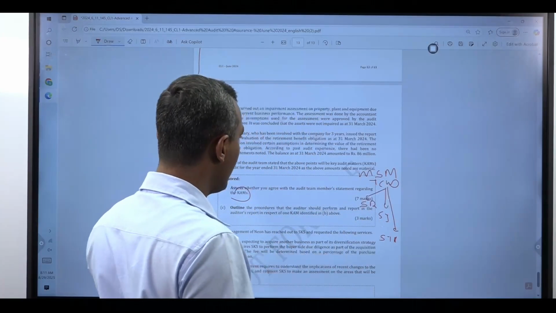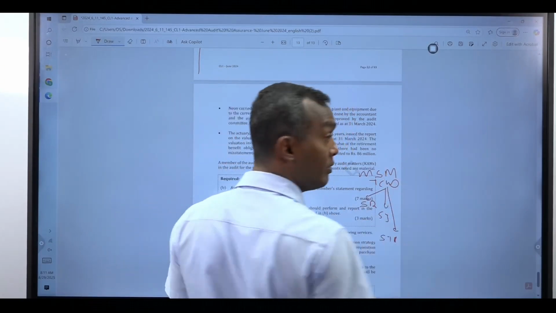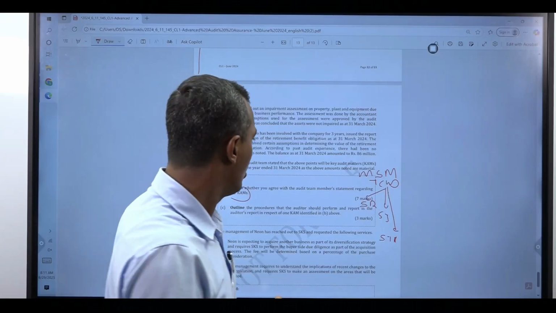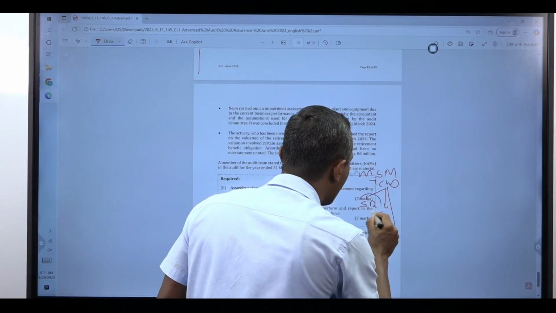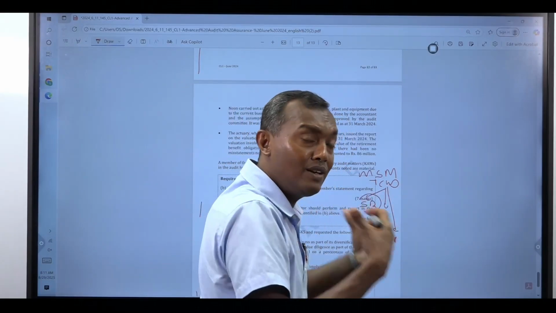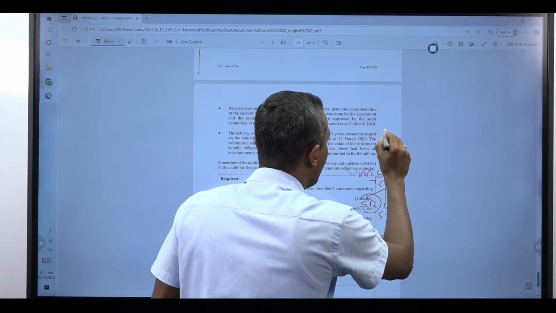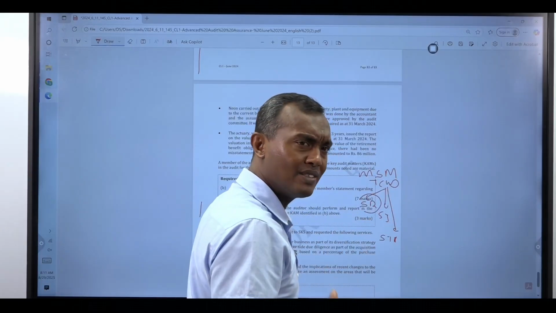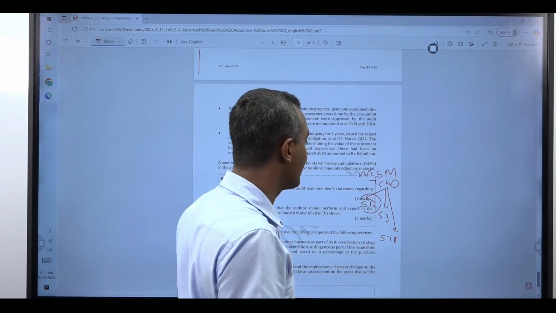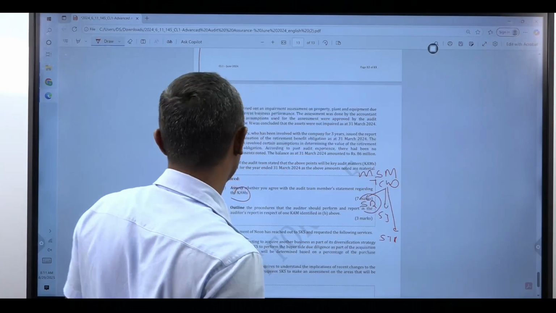So what are the areas? Again, this is very similar to the previous case that I explained to you. You see what a significant risk is, right? Anything that you can apply to the CUM framework: complexity, significant judgment, uncertainty. Those are SRs.